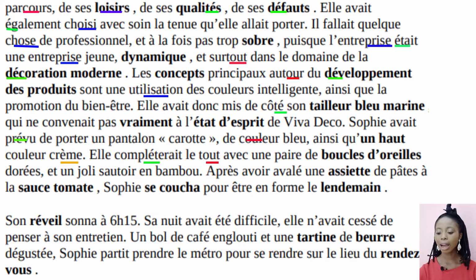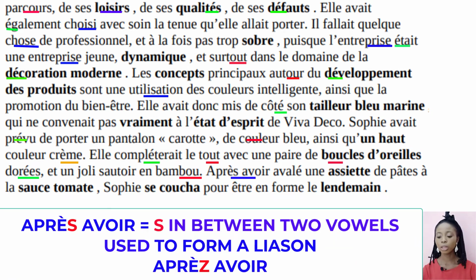Le tue avec une paire de boucles d'oreilles. Ok? Can we see our U sound as well? Our boucle d'oreilles dorée. Et un joli sautoir en bambou. So we have our U sound there, bambou. Après avoir, so we have après avoir, can you see? This one is not even an article. Ok? So we have après, which is our adverb, okay? So we have après avoir, okay?